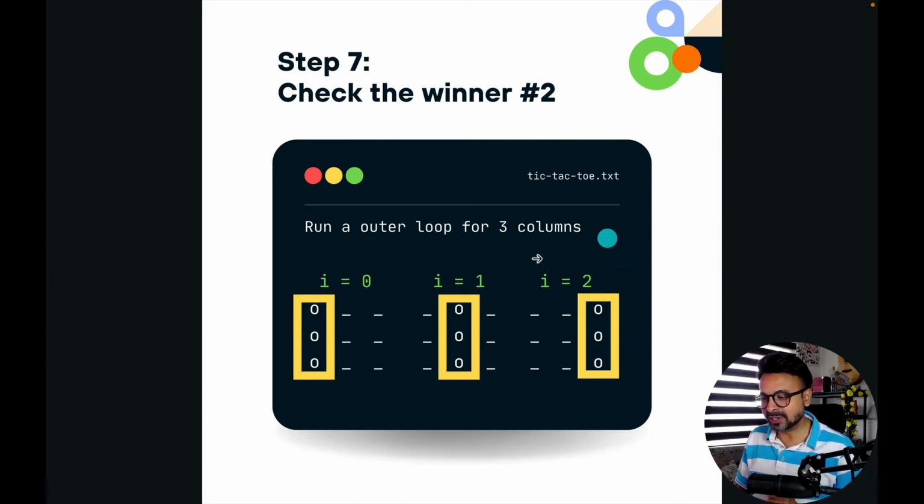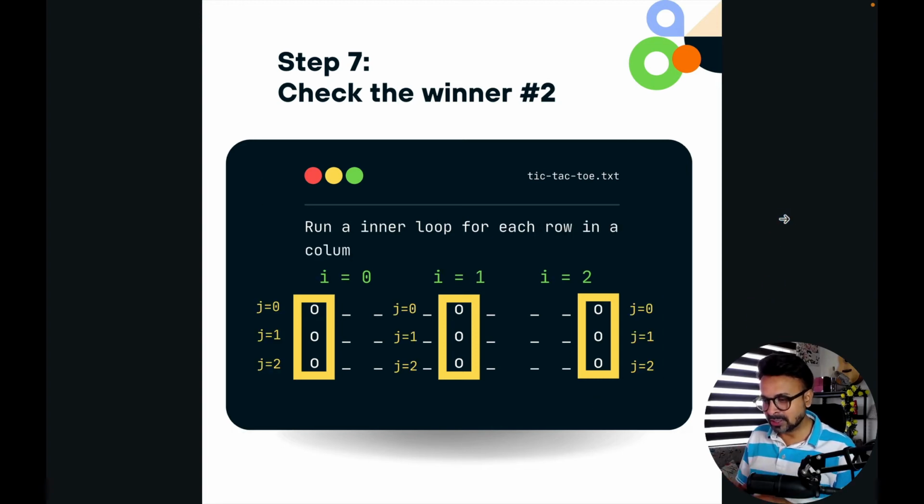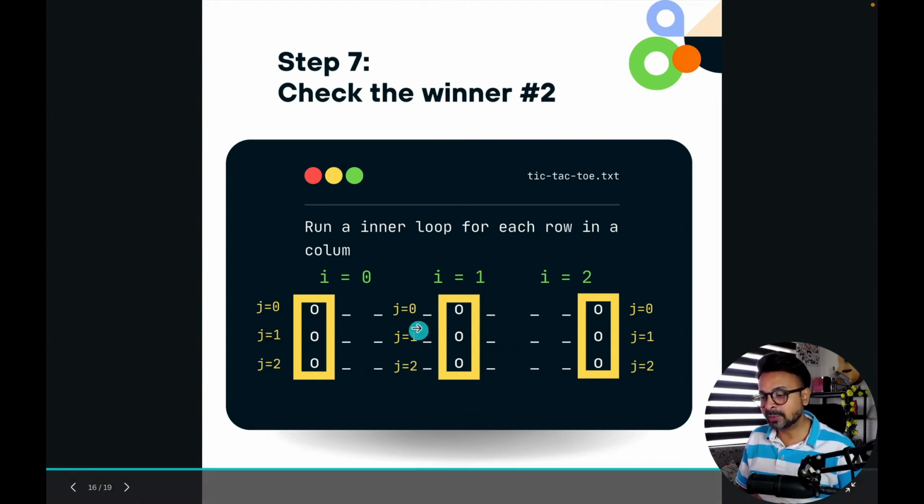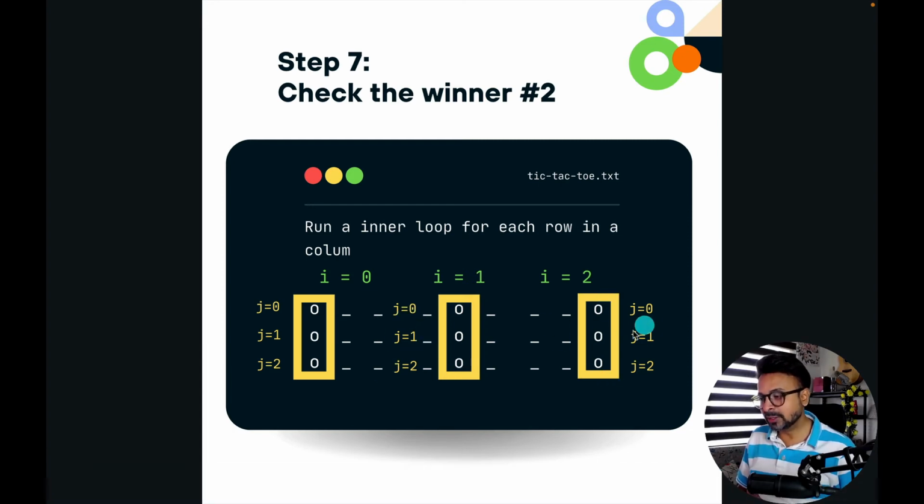So the loop is going to be different here. That's really important. So we need to check the first column, whether we have X or O's. We need to check the second column. We need to check the third column, right? So the loop will be special here. Then we need to run an inner loop for each row in a column. So if I have picked up the first or 0th column, right, I need to check for each row, right? Second column, I need to check for each row.